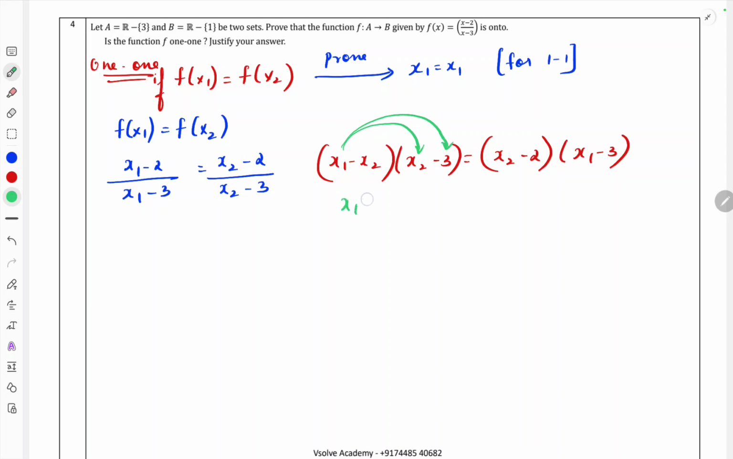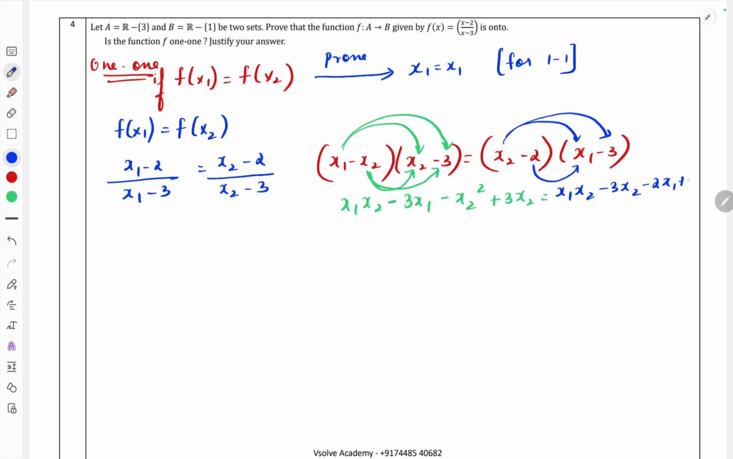So it will be x1 x2 minus 3x1, so minus x2 square, then minus into minus plus, plus 3x2 equal to, next this one, so x1 x2 minus 3x2 minus 2x1, minus into minus plus, so plus 6 will be there. And here also I have x1 x2, here also x1 x2, and here also x1 x2.